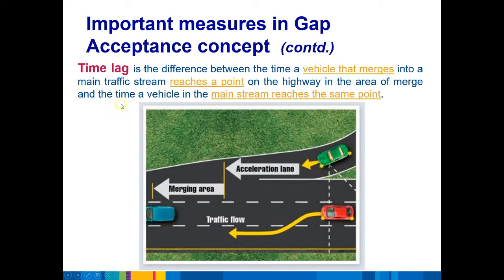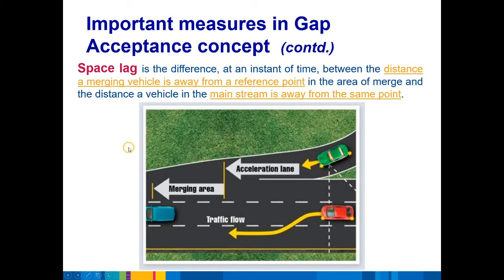Another way you can think about gaps in traffic and merging. Space lag is the same concept, but instead of talking about time, we're talking about distance. Again, we're basically just looking at how many meters between versus how many seconds between entering vehicles.